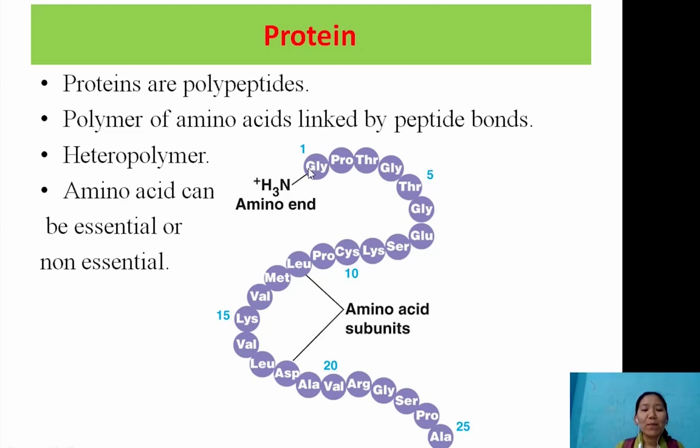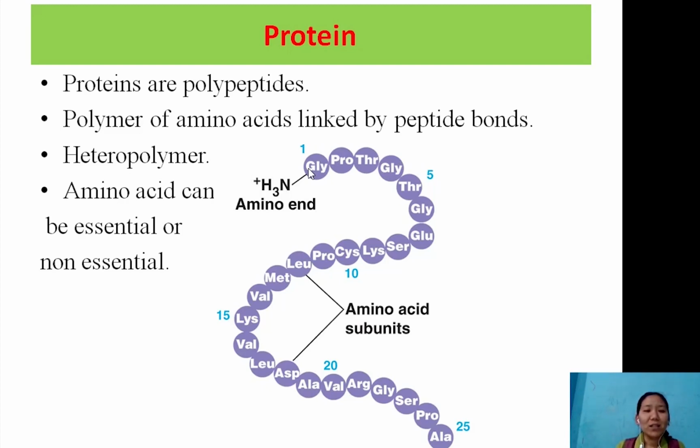And the component, that is amino acid, can be essential or non-essential. So essential amino acids are those amino acids which have to be procured, or obtained through the diet, because these essential amino acids cannot be synthesized or made by our body. And then there are non-essential amino acids which are synthesized by our body through metabolism, so they need not be taken through the diet necessarily.